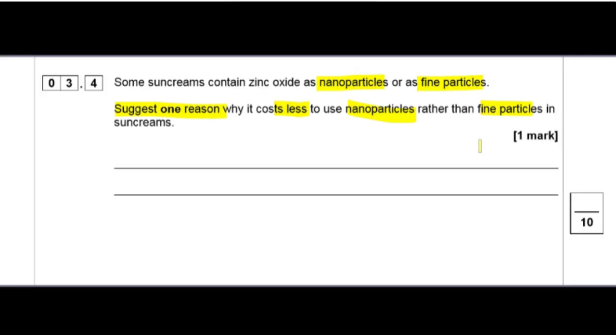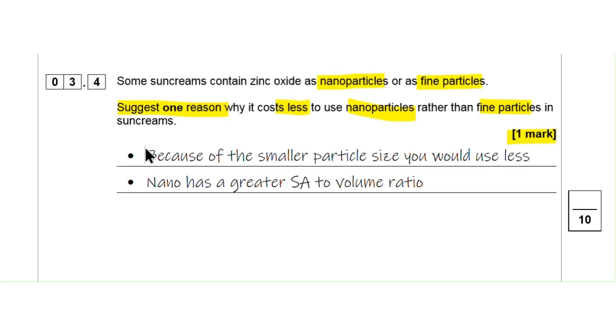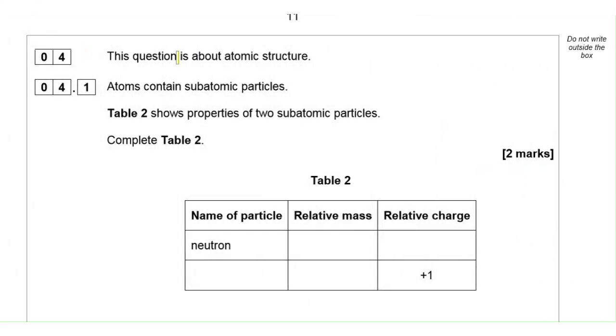And this is a 1 mark question. These questions are often about particle size and surface area to volume ratio. So to get the mark, because of the smaller particle size, you would use less, or you could say nanoparticles have a greater surface area to volume ratio. 1 mark. Over the page, question 4.